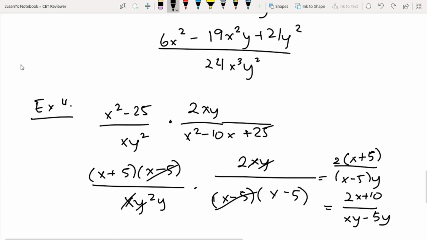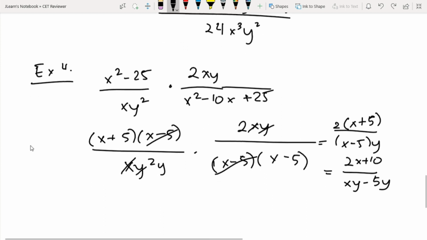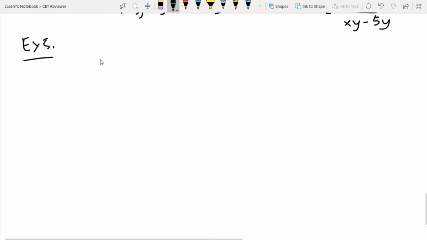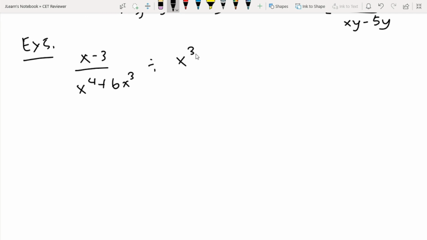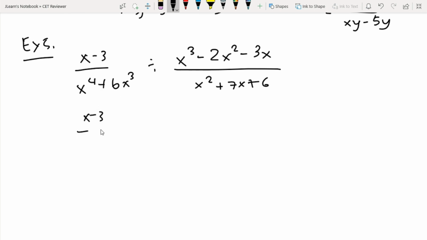Okay? Lastly, let's do a division example. So for example, let's have x minus 3 all over x to the fourth plus 6x cubed divided by x cubed minus 2x squared minus 3x divided by x squared plus 7x plus 6. Okay? So again, yung technique natin dito is we factor. So x minus 3, wala na pwede factor dyan.